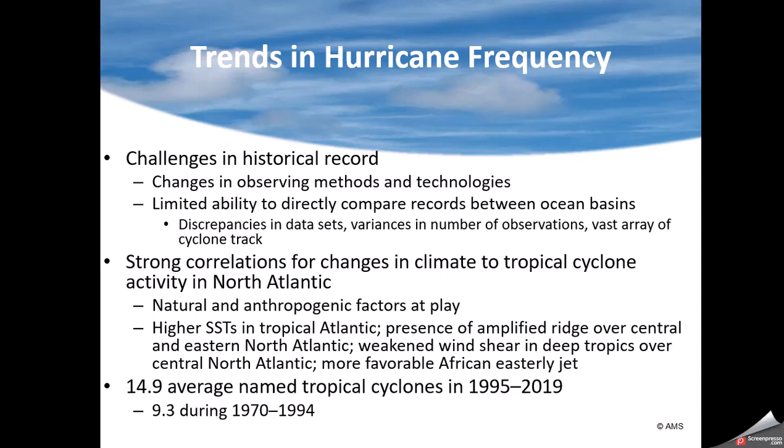We look at trends in hurricane frequency, and the last several years we've definitely had a lot more hurricanes. On average, between 1995 and 2019, we had 14.9 hurricane tropical cyclones. Look back in the 1970s, roughly around 9. That's almost 6 less than we're getting right now.